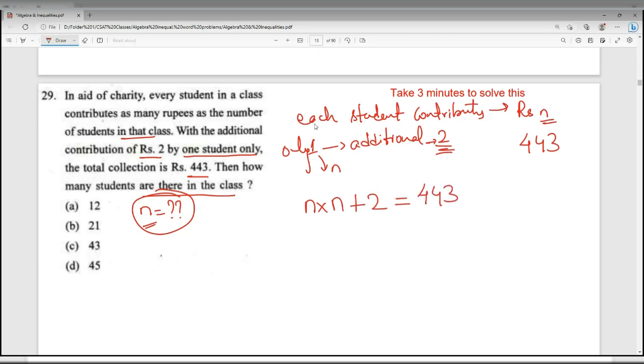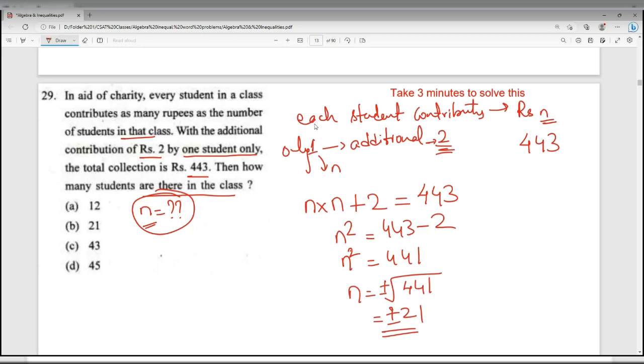And this is n square is equal to 443 minus 2. This is 441, so n square is equal to 441. N is equal to plus or minus root of 441. This is plus or minus 21. Since the number of students is positive, n has to be positive, so n is equal to 21. So the correct answer is option B.